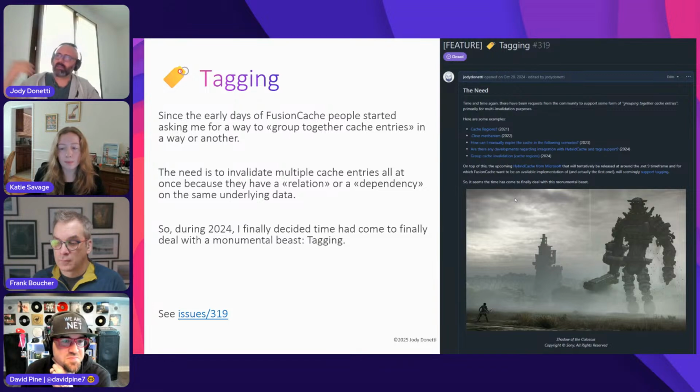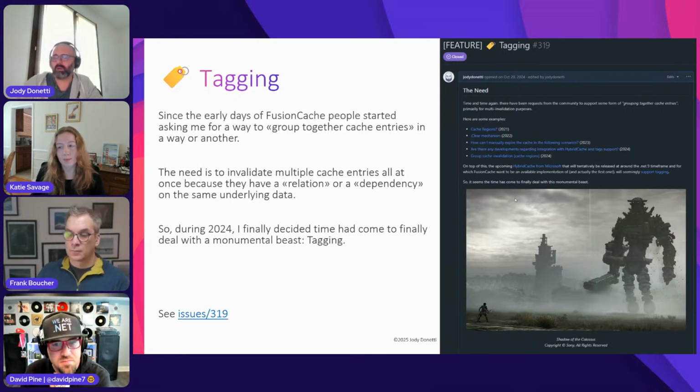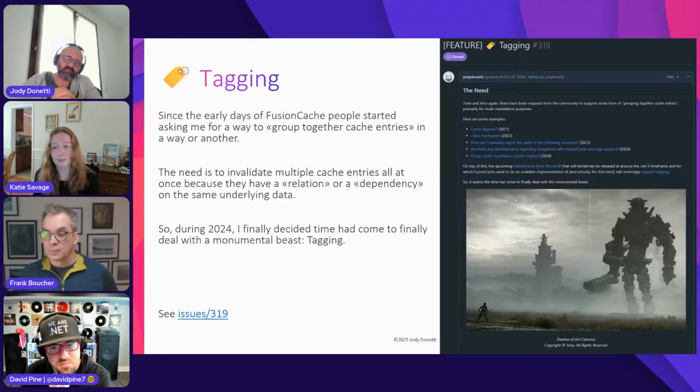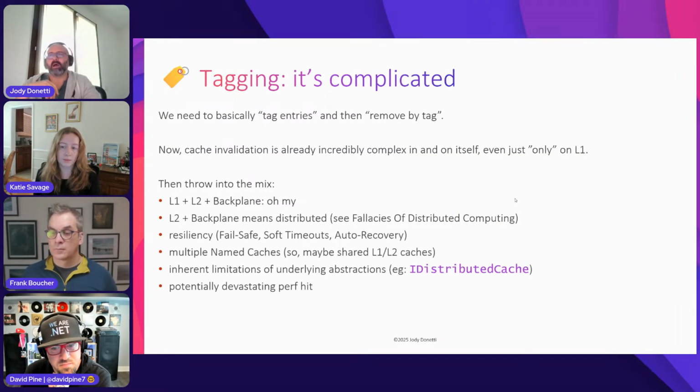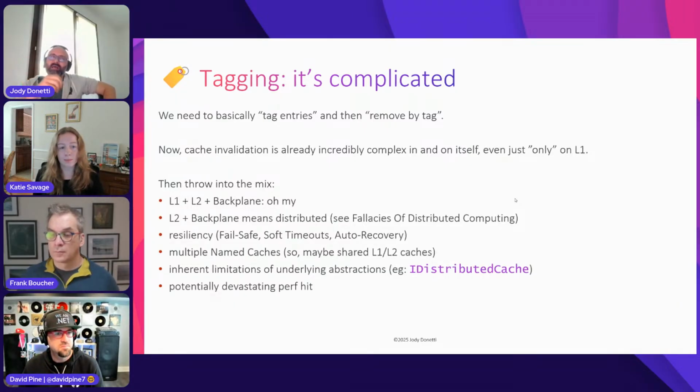And so I made a proposal for the design, which is issue 319, where basically I find a way to maybe make it real. It's complicated, as I said, because basically we need a way to tag entries with some tags, and then later on to say remove by tag. This is very simple, logically speaking.